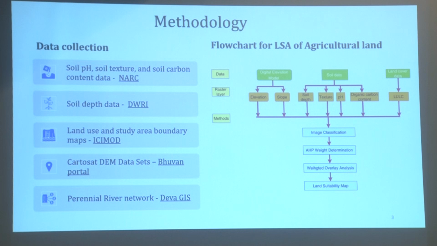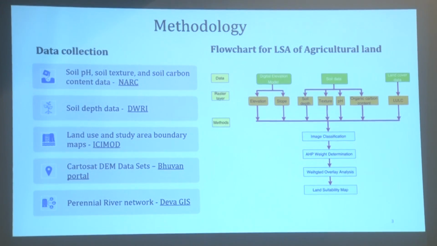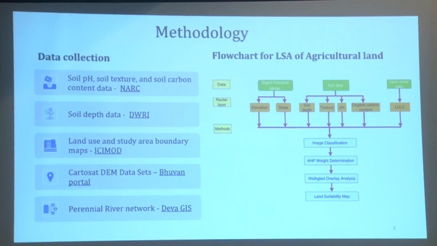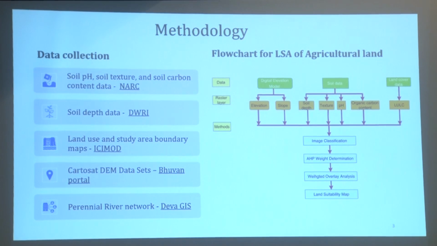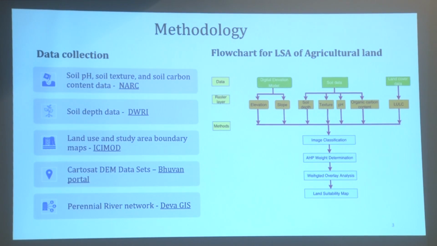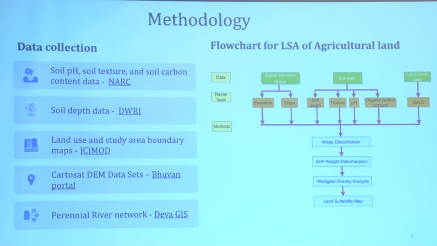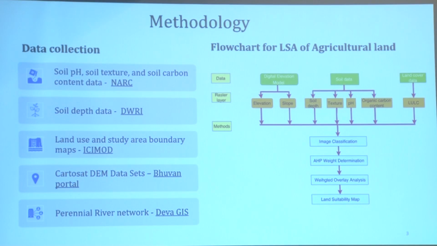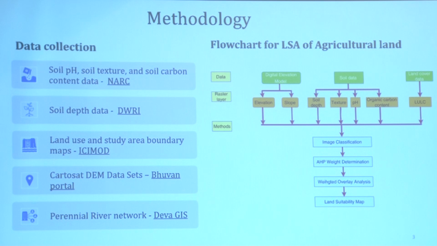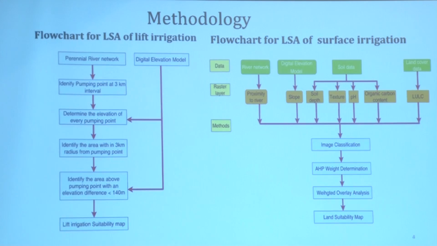For this research, I collected data from different institutions. This is the flowchart of the methodology adopted for this study. First of all, I prepared the elevation map, slope map, soil depth map, soil texture map, soil pH map, organic carbon content map, and land cover map. Then I did image classification using GIS software. Then I determined the weight of different parameters using the AHP technique. Then I performed weighted overlay analysis in GIS to prepare the final land suitability map for agriculture.